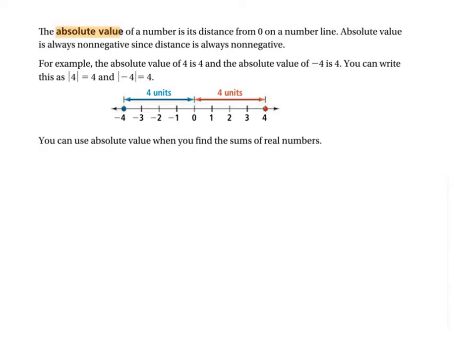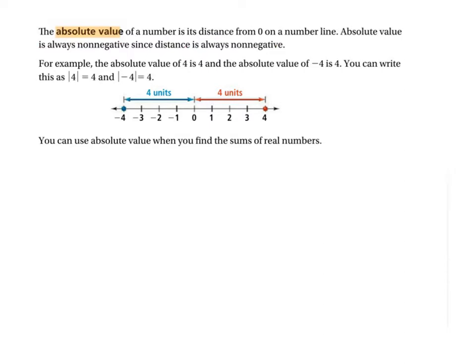There's another method for adding or subtracting integers, and it involves absolute value, so we need to discuss that concept first. You may have seen it before. Absolute value of a number is its distance from 0 on a number line. Absolute value is always non-negative since distance is always non-negative. You can't go negative distances.